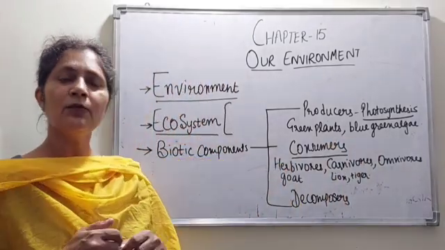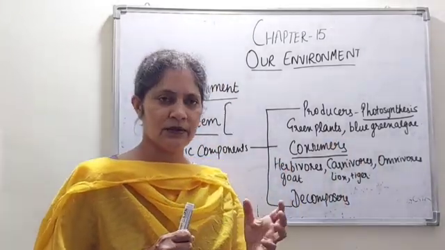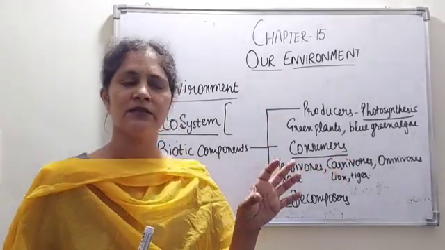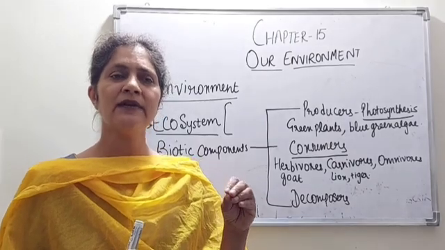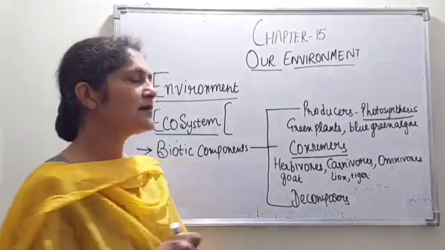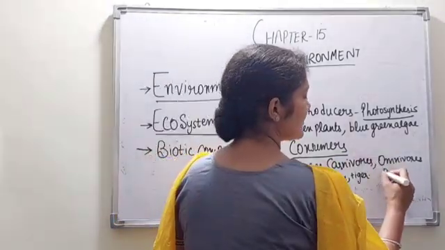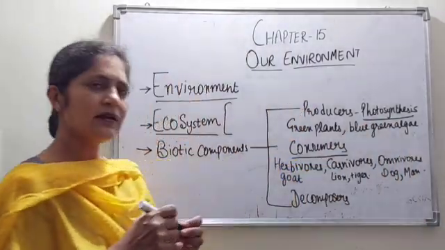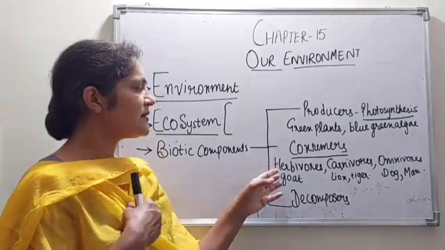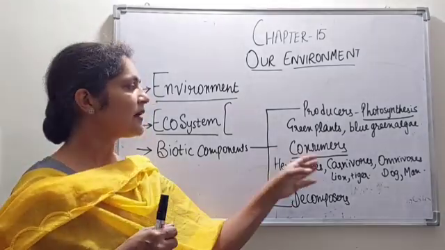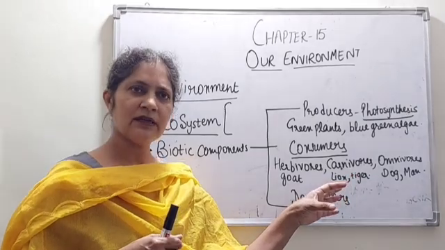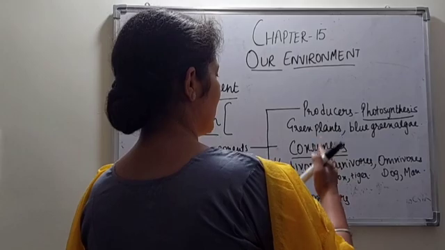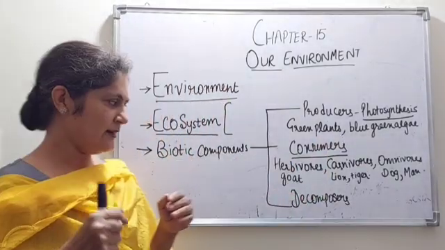Third one are omnivores. Omnivores are those organisms which are both herbivores and carnivores. They eat plants as well as flesh of other animals. You can give example dog, man, etc. These are all omnivores. Herbivores eat only plants and plant products, carnivores eat flesh of other animals, and omnivores eat both the plants and products of the animals.